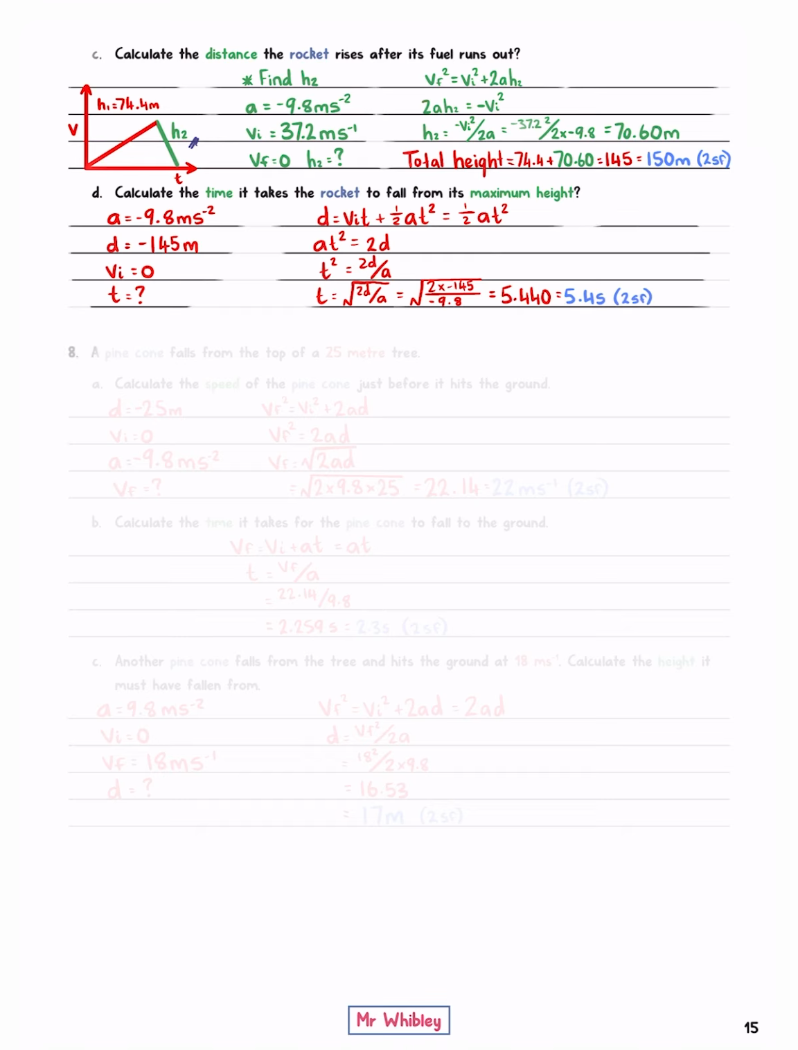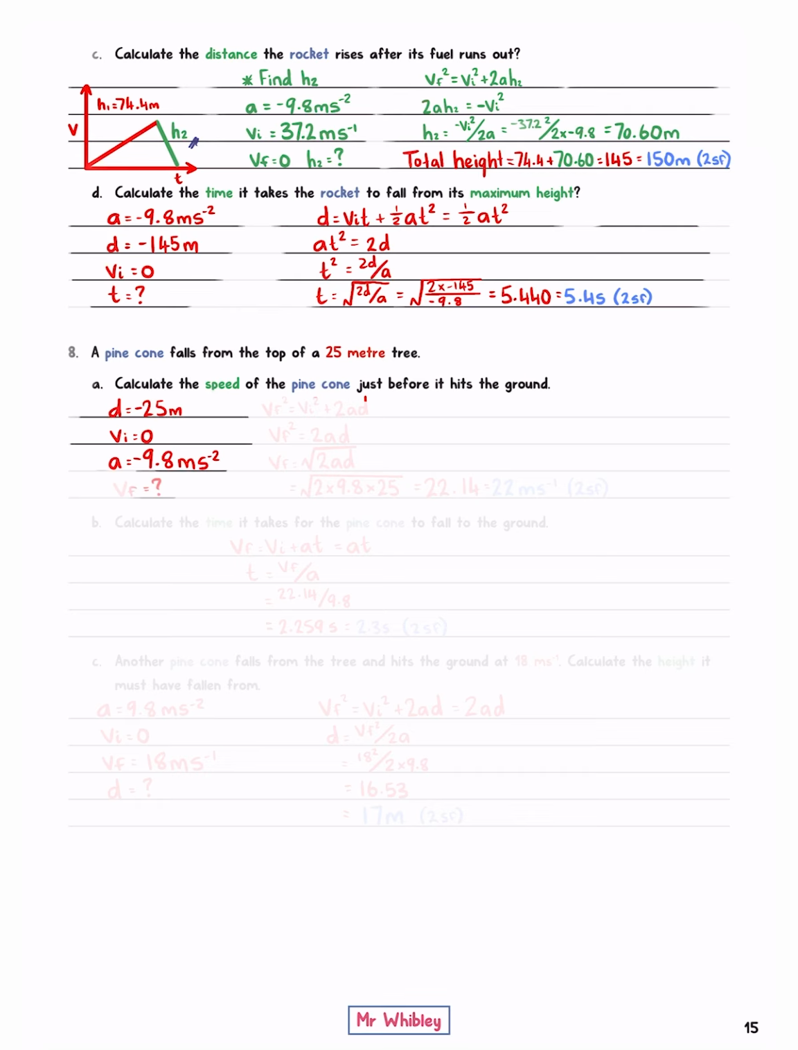Question 8. A pine cone falls from the top of a 25-meter tree. Calculate the speed of the pine cone just before it hits the ground. The pine cone falls 25 meters, it has an initial velocity of 0, its acceleration due to gravity is negative 9.8, and we're interested in its final velocity.